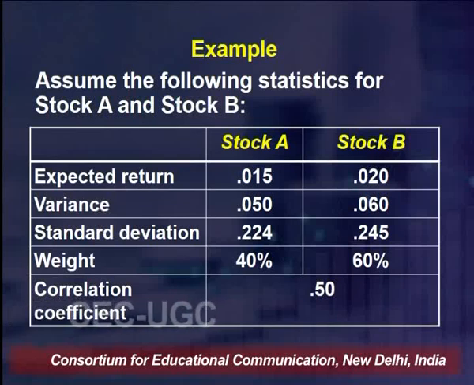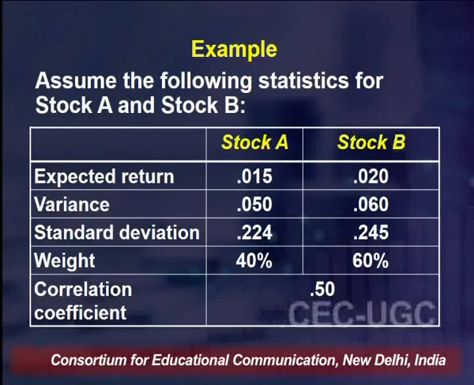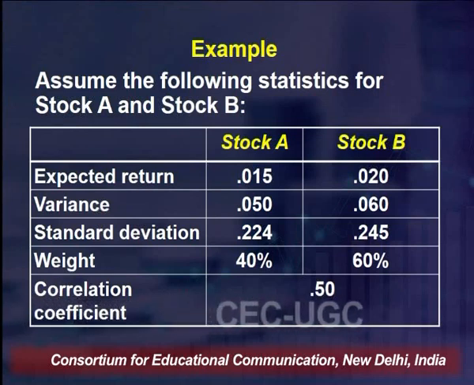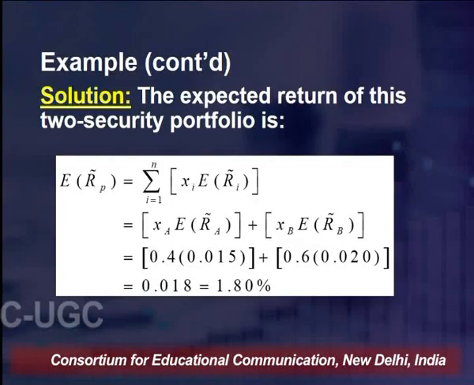Now the most important role in this entire example is that of the correlation coefficient. That means we have a positive correlation between stock A and stock B. That means when stock A is rising, stock B is also rising. There is a positive correlation between the two stocks. Now let us try to solve this question.